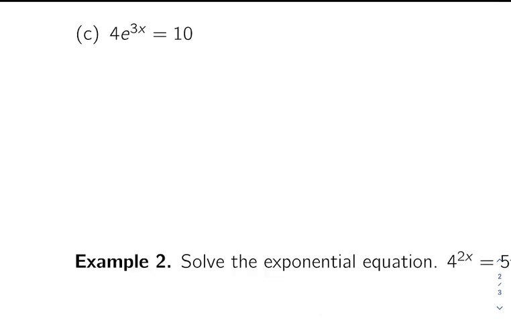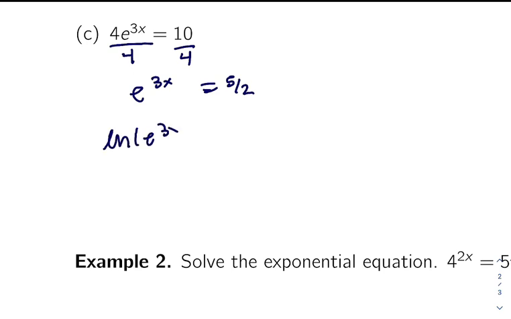In C, I want to use that same idea. Before I take the natural log of both sides, I want to get rid of this 4 that's multiplying in front of my exponential. I'll do that by dividing both sides by 4, and I'll get e to the 3x is equal to 5 over 2. Now I can take the natural log of both sides of the equation.